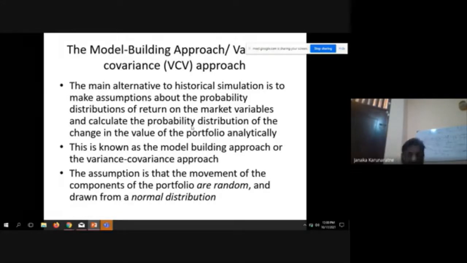Under the variance-covariance approach, we use historical data, but we assume a probability distribution function. The assumption is that movements of the components of the portfolio are random and drawn from a normal distribution. So there are two assumptions, and it is a parametric model: a random variable and a normal distribution function. We build the distribution, arrive at the parametric ratios, standard deviation and mean, and based on that we compute the value at risk. When we do a question, you will understand.